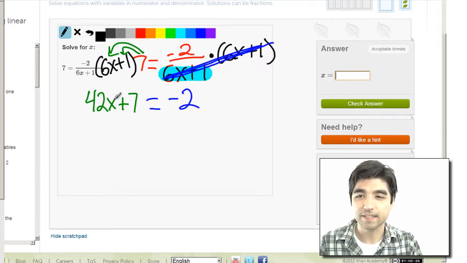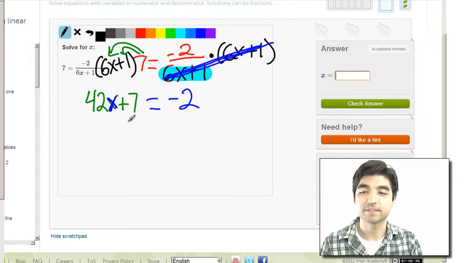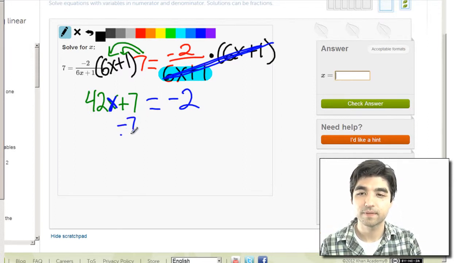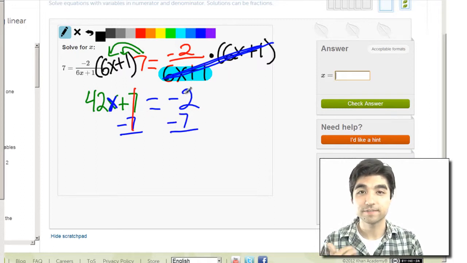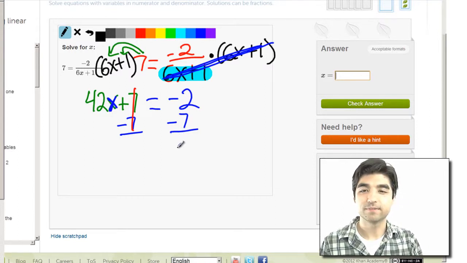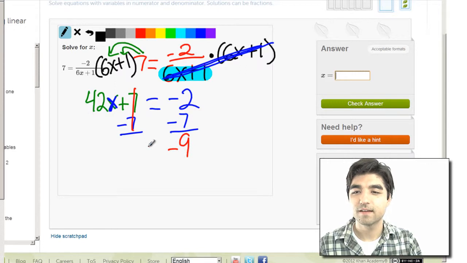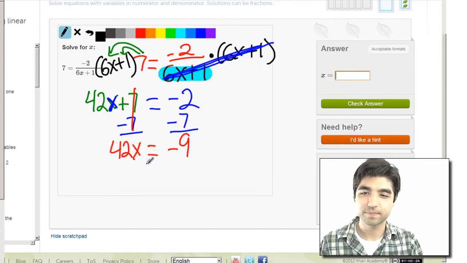So we're trying to get x by itself. Try and get this guy by itself. So we need to get this 7 off of there to the other side. So it's plus 7, so we need to do minus 7. Minus 7 on this side. The 7's cancel out on the left hand side. On the right hand side, we need to do minus 2 minus 7, which equals minus 9. And then we still have 42x over here.